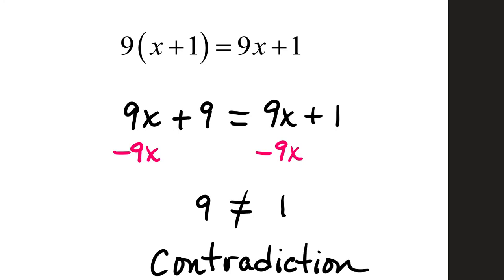9x minus 9x is 0. We drag this 9 down. 9x minus 9x is 0, and we drag this 1 down. Since the variables totally fell out and we're left with contradicting numbers, this is a special case called a contradiction. And what that means is no matter what value of x you choose, you can never get that statement to be equal.